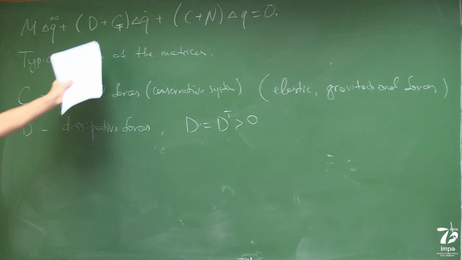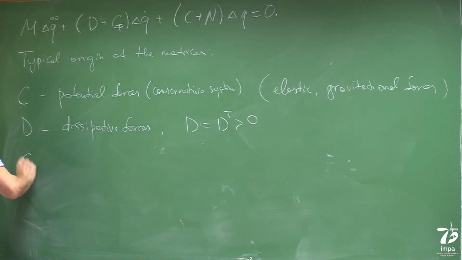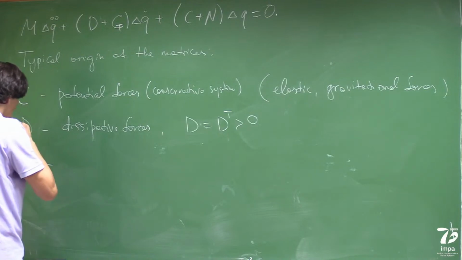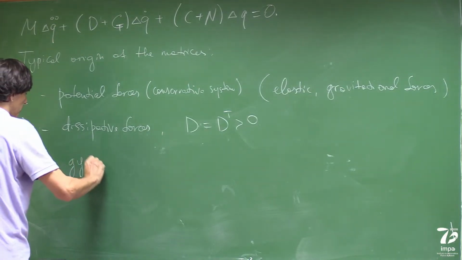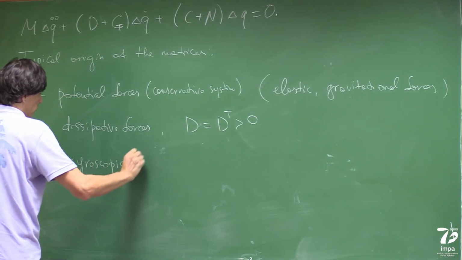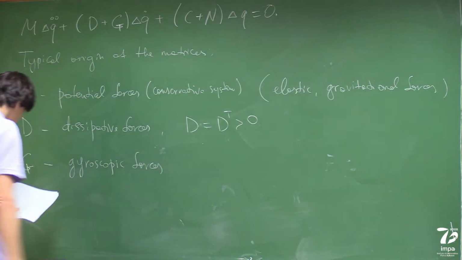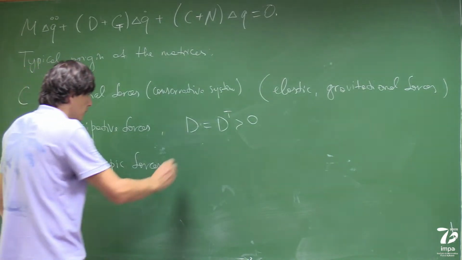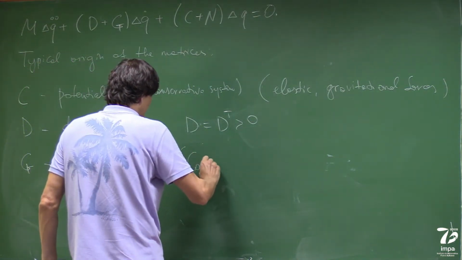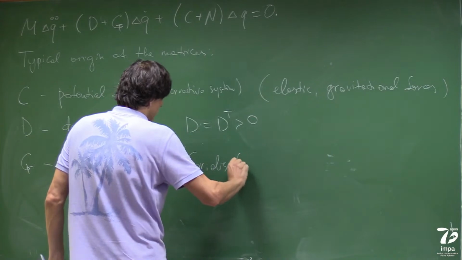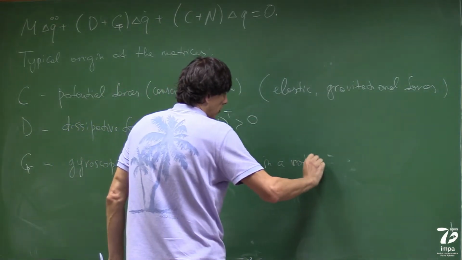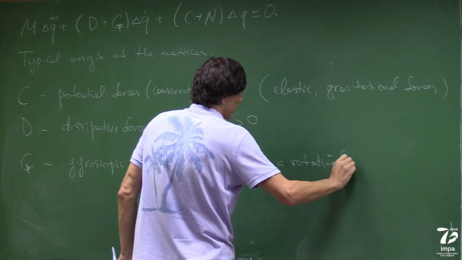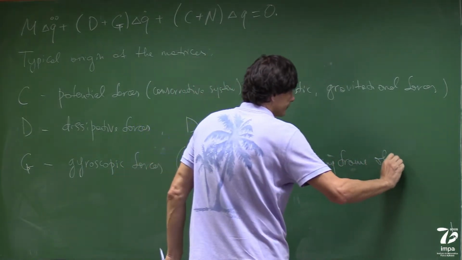In that case, remember that D was symmetric and positive definite. Okay, then G. The usual origin of this is what's called gyroscopic forces, and we will have them. So this is, for example, a Coriolis force in a rotating frame of reference.